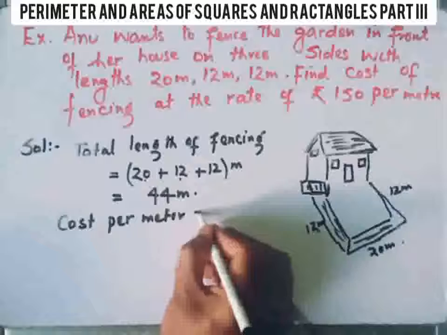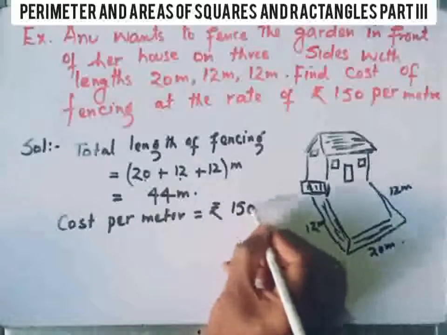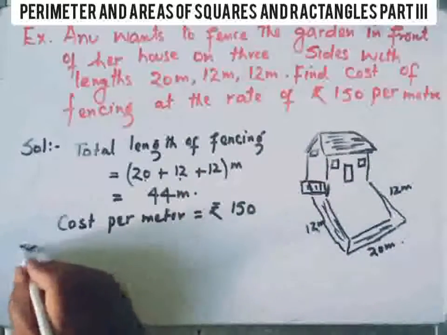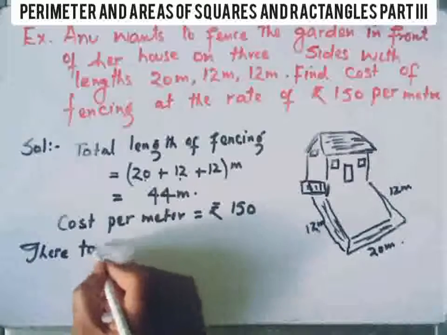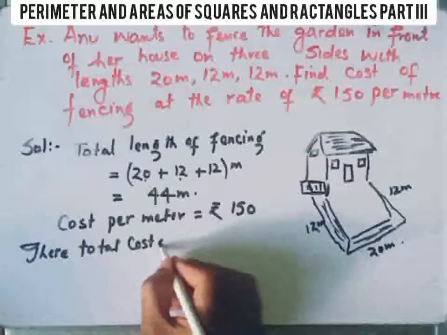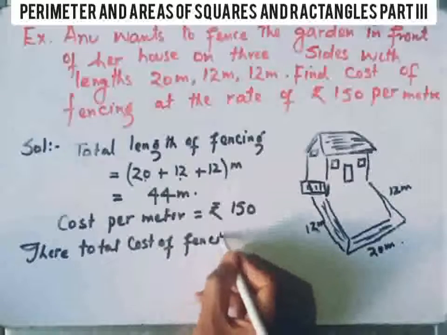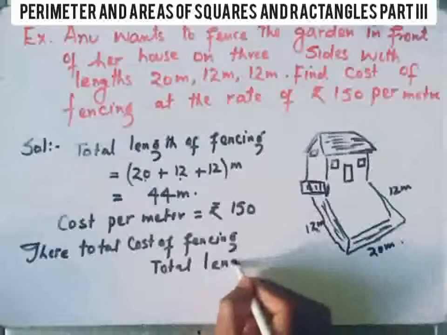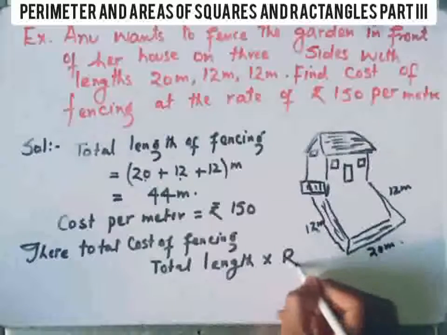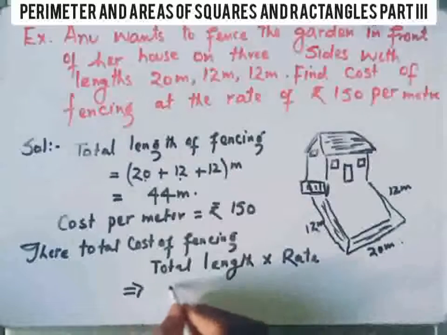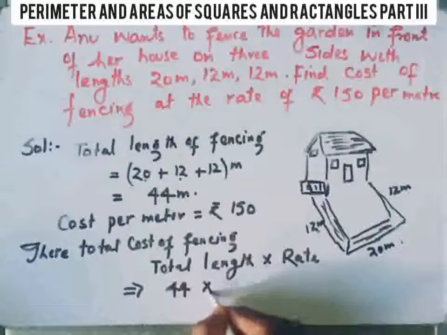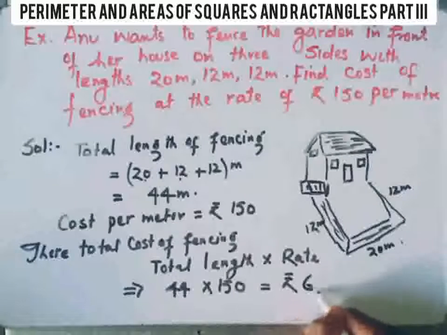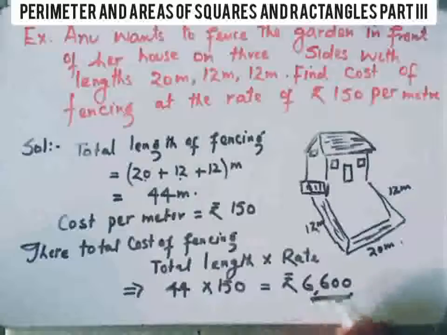Cost per meter is given, that is equal to rupees 150. Therefore, total cost of fencing will be the total length of fencing multiplied by the rate of fencing. So that is equal to 44 multiplied by 150. When you multiply these, you will get rupees 6600. This will be the total cost of fencing.